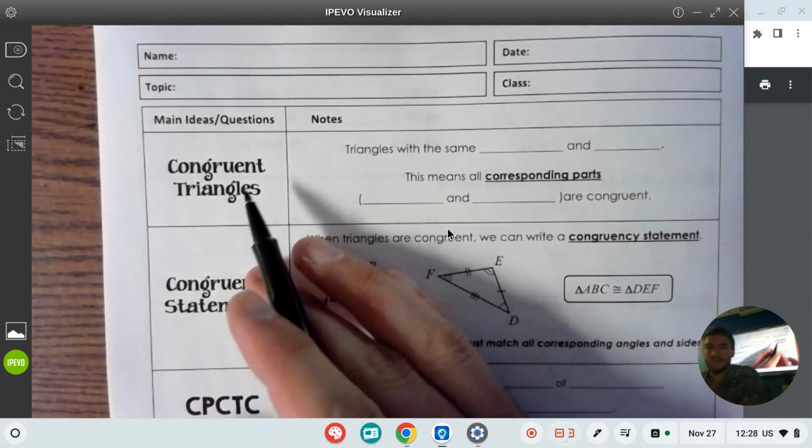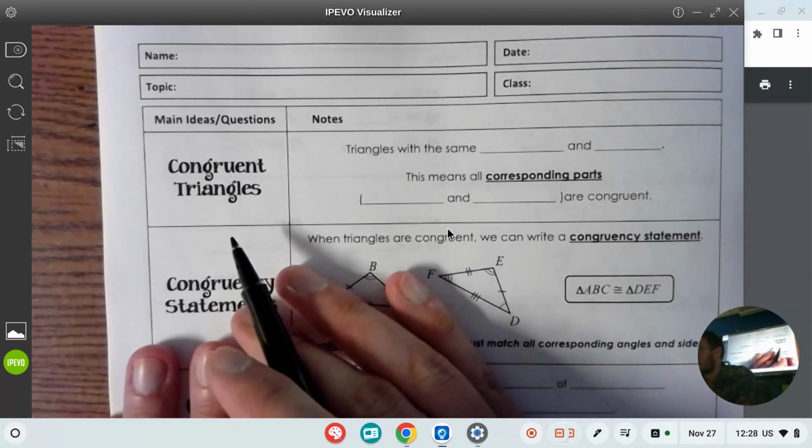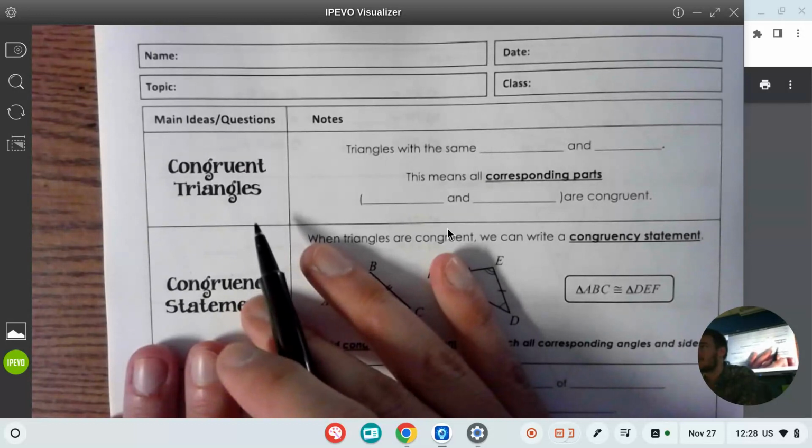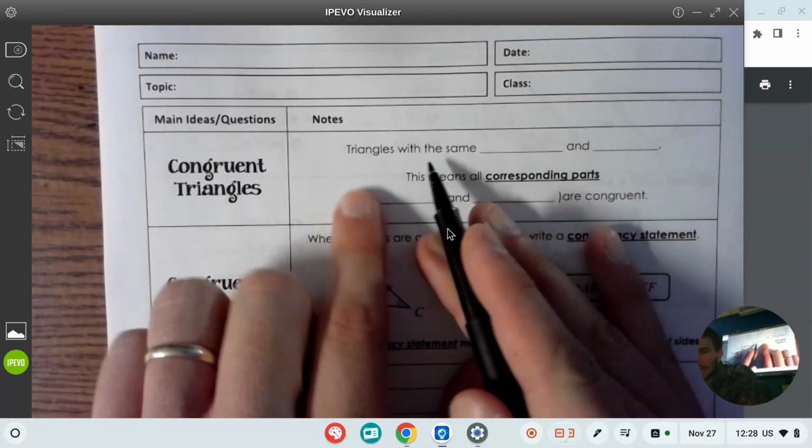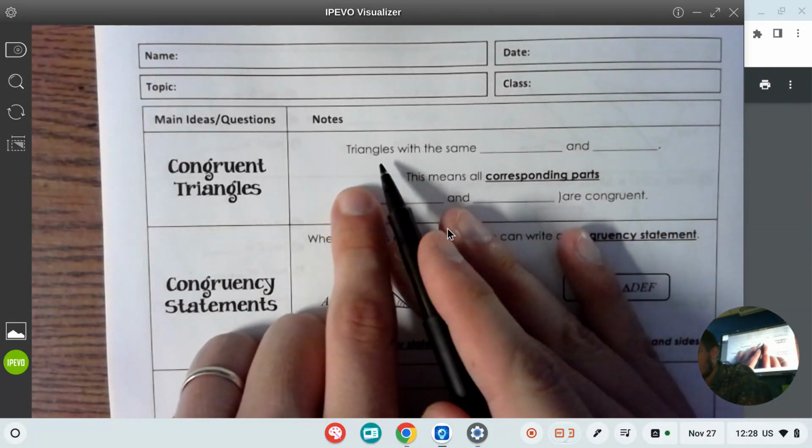Congruent triangles. We already know what congruent means. Triangles, we've been working with them for a while. We know lots about triangles. So, hope you got a pencil. Hope you're ready to follow along.